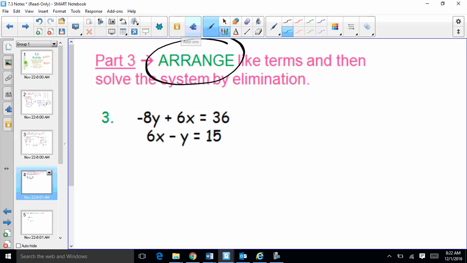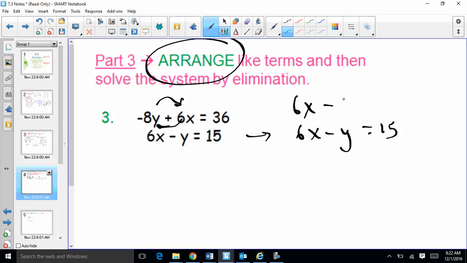Okay, it says arrange like terms and then solve the system by elimination. So we'll go through this step by step. First of all, we want to arrange the terms. I've got one equation here that is negative 8y plus 6x equals 36, and then I've got here where the x and y terms are switched around. So I'll just rewrite one of them. Let's just go x and y. We'll keep this one 6x minus y equals 15. And then for the other one, we're going to flip-flop these two terms. So it's going to be 6x minus 8y equals 36.